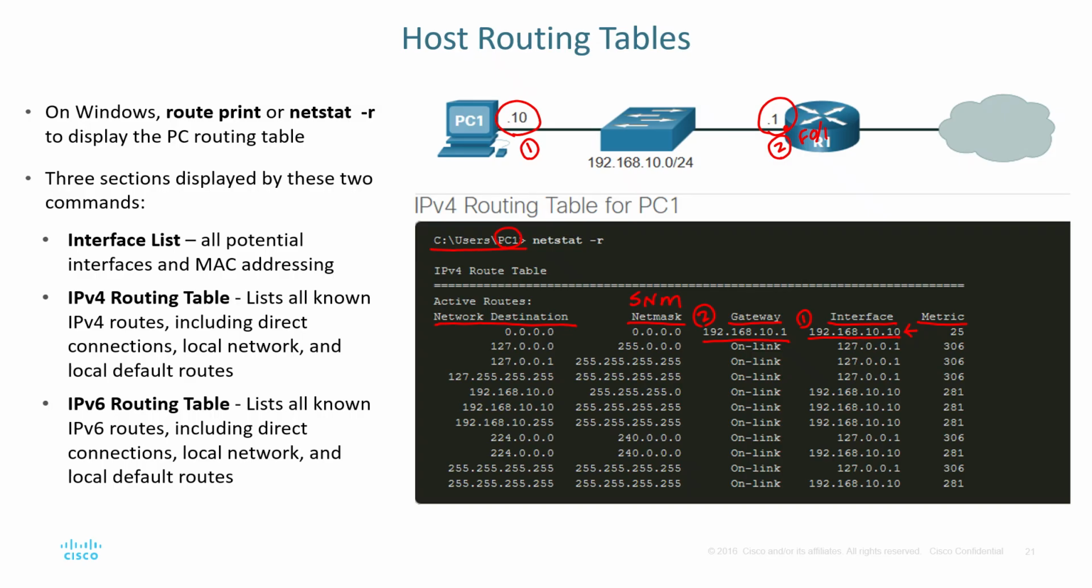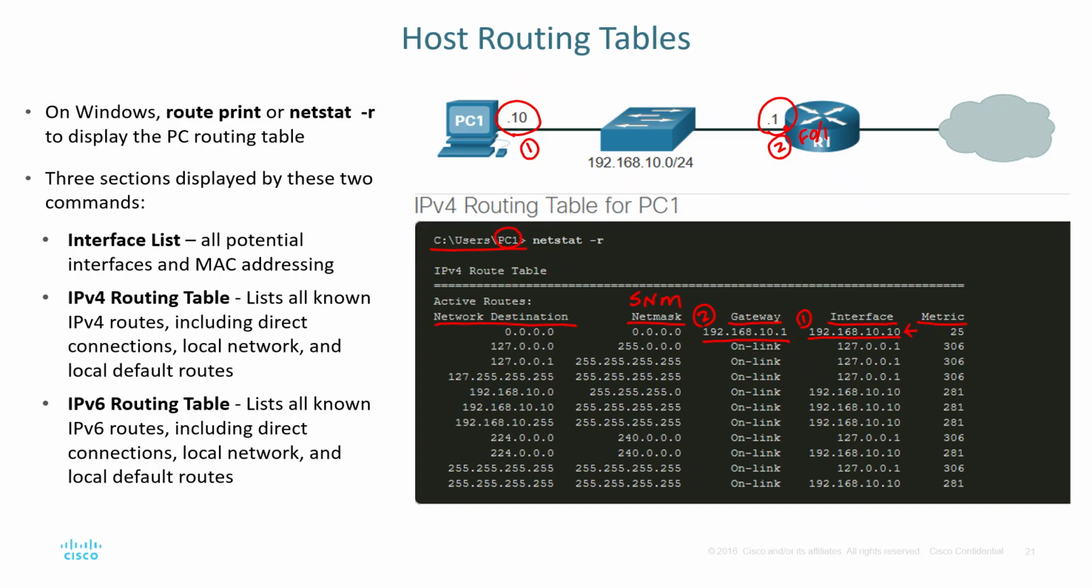So your interface list is all potential interfaces in MAC addressing. Your IPv4 routing table lists all known IPv4 routes, including direct connections, local network, and local default routes. Your IPv6 routing table lists all known IPv6 routes, including direct connections, local networks, and also local default routes. So whether you're doing IPv4 or IPv6, you will get the same information.